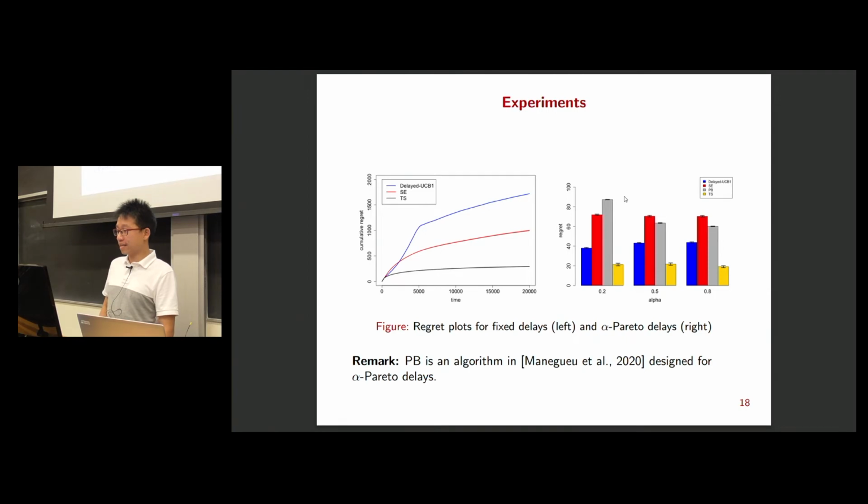So these slides show the results for fixed delays and alpha Pareto delays. On the left are the regret plots for the fixed delay case. Some remarks here: the results show that successive elimination is better than the delayed UCB1 case.